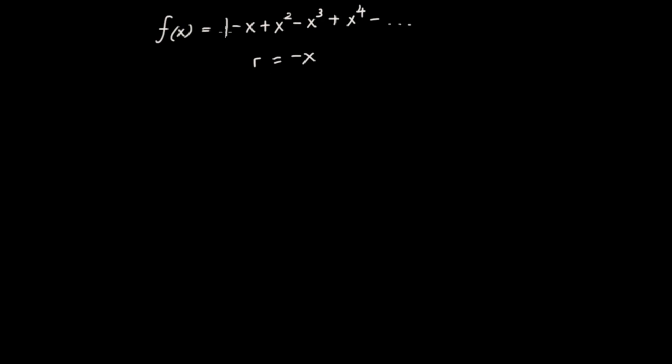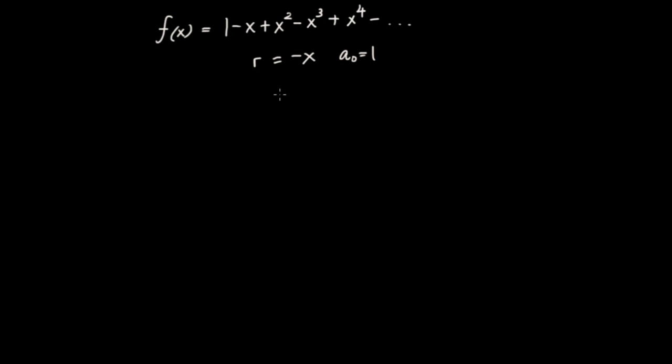That is, I start with 1. I multiply by negative x to get negative x. I multiply by negative x again to get x squared. Multiply by negative x to get negative x cubed, and so on. And hopefully it's obvious that a naught, that first term, is going to be 1. Now the next thing to analyze here would be, for what values of x does the following infinite series converge?